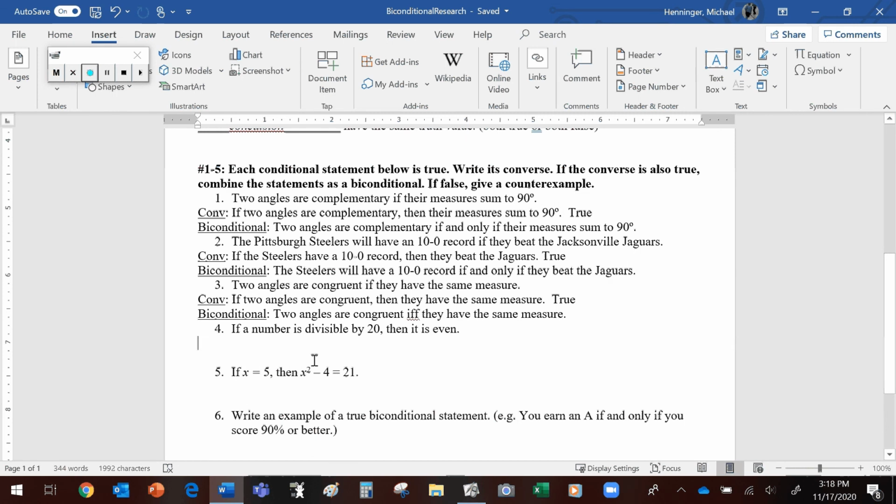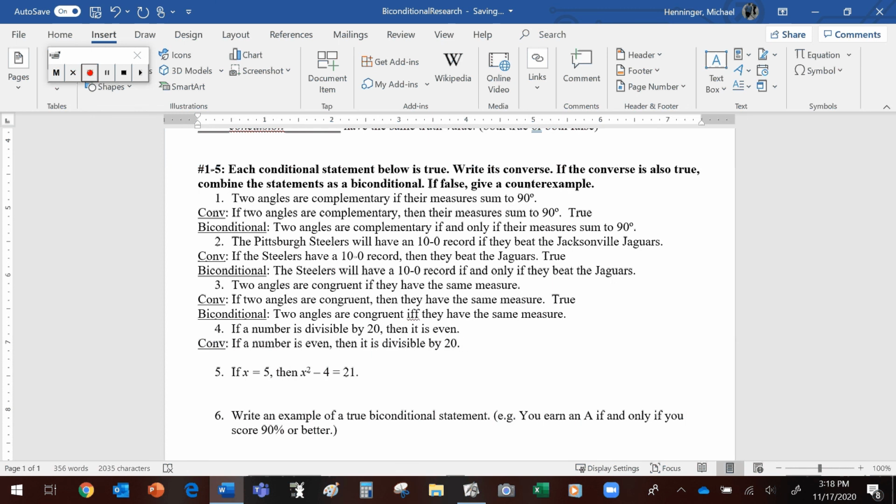All right, so how about number 4? If a number is divisible by 20, then it is even. Okay, well, they have the if part at the beginning this time. Okay, so this is our hypothesis. So when we write our converse, we're going to make that then the conclusion. And the even part, that is going to end up being the hypothesis. So the converse of this statement would be if a number is even, then it is divisible by 20.